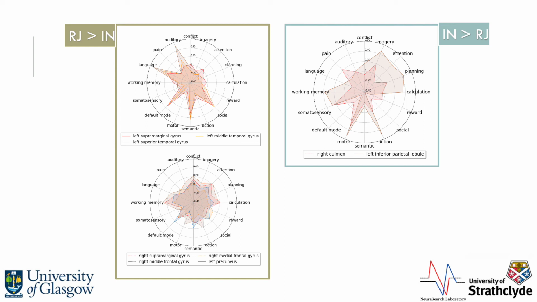There are several psychological functions in the 7 areas where brain activity was greater for RJ, including working memory, semantic, language processing, social processing, and auditory processing. And also, there are psychological functions in 2 areas where brain activity was greater for IN, including imagery, attention, planning, calculation, somatosensory, action, working memory, and motor. This supports a view that the region is associated with both cognition and motor function.